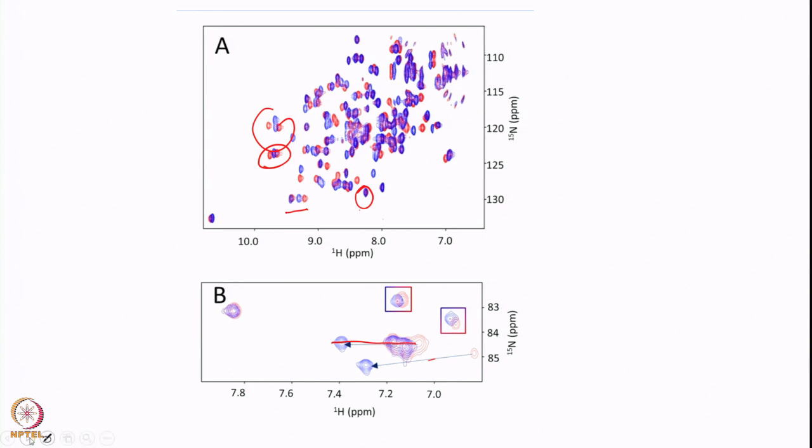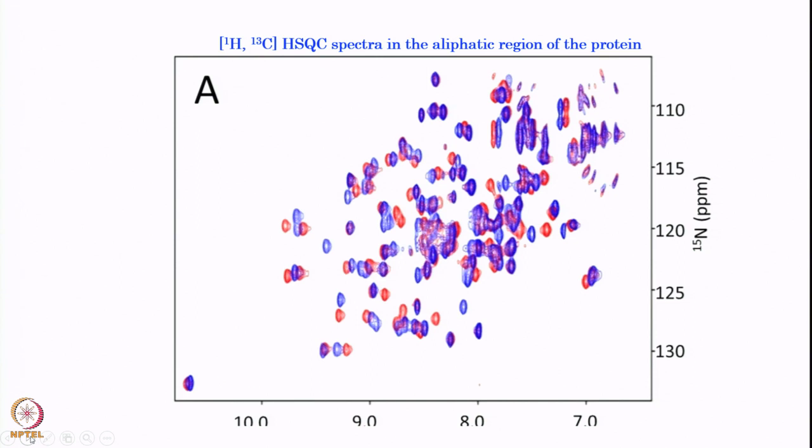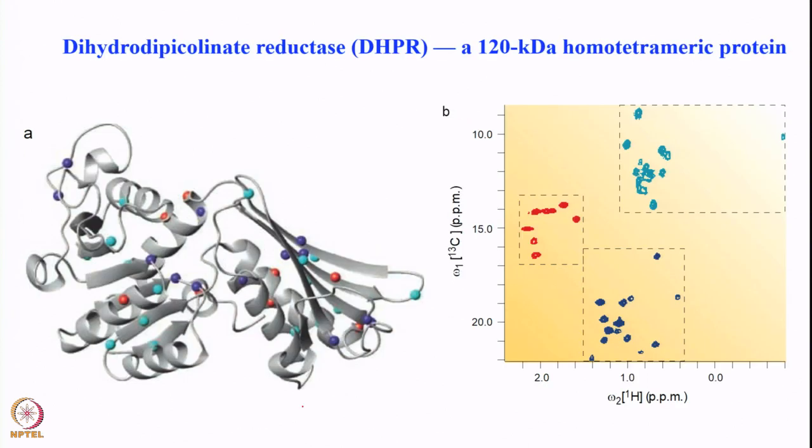So this is the 2D, and you can identify using 13C, using N15, both you can do. So here you can identify using 13C.